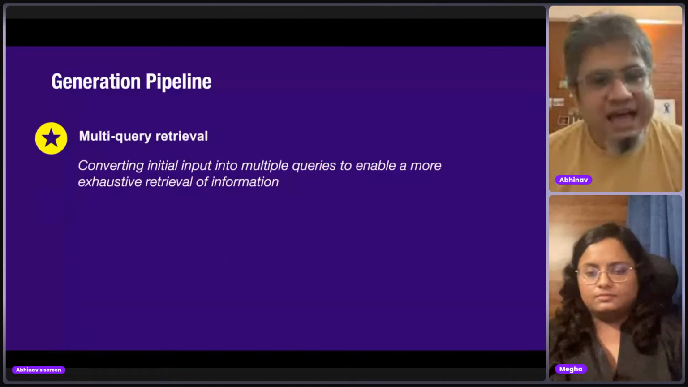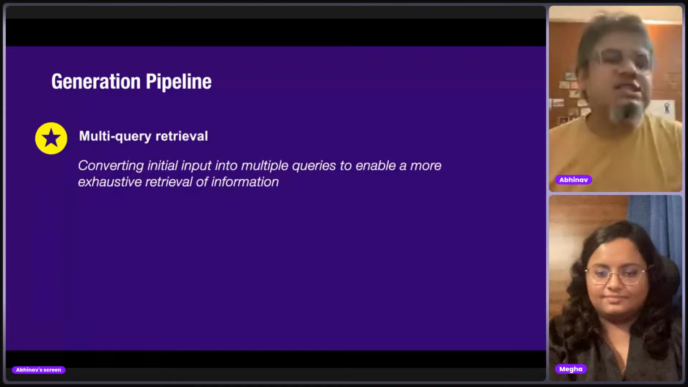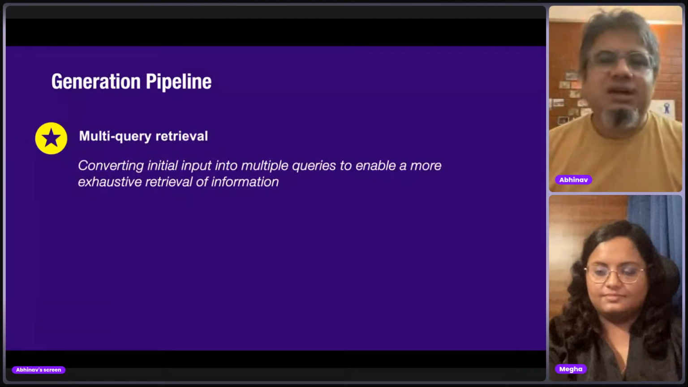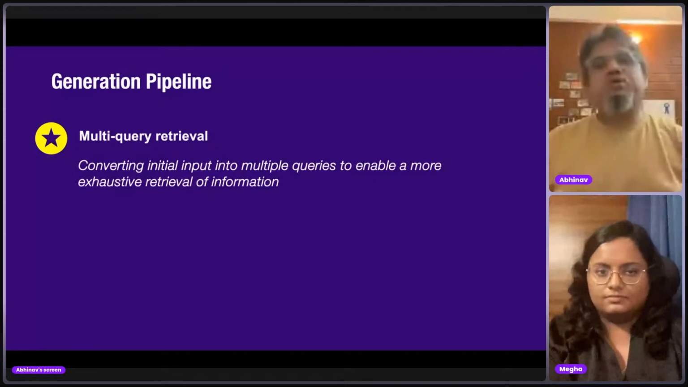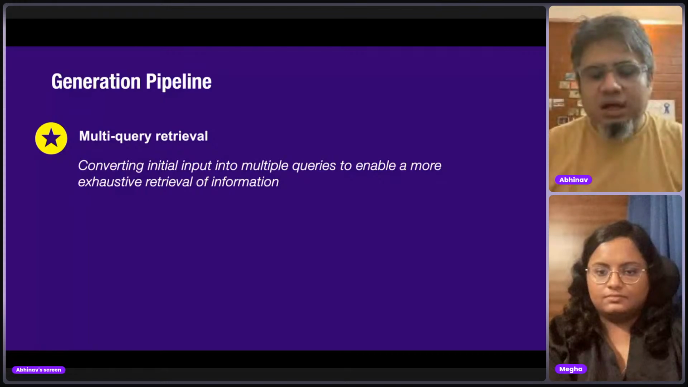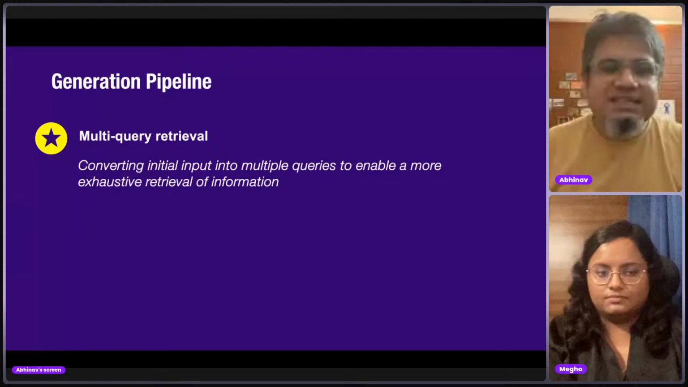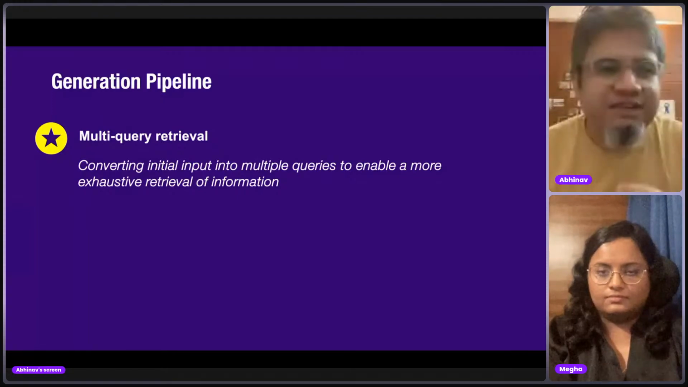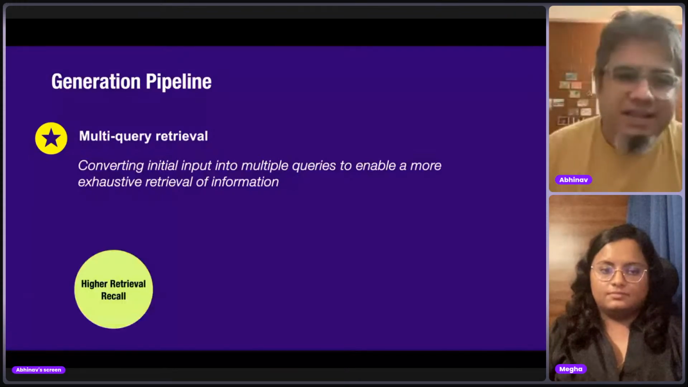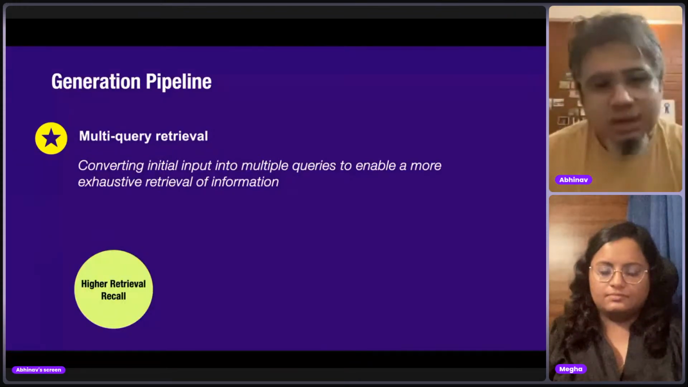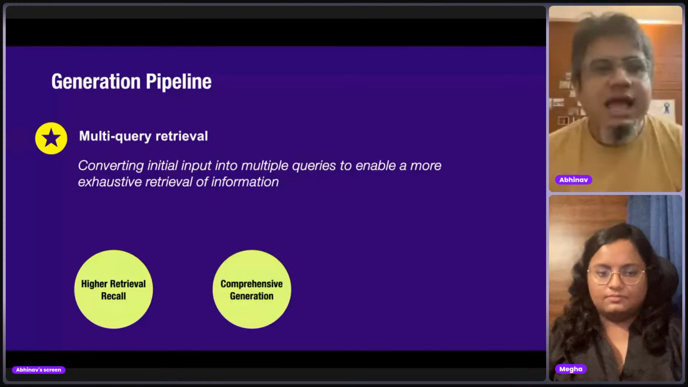Then also, we've realized that just doing it once might not be comprehensive. We can't convert one input to just one query. So we follow an approach of multiple query retrieval, so that all the information that is necessary is being looked at, and it's not just retrieving part of the information that is required, which leads to higher recall of retrieval and a more comprehensive generation.